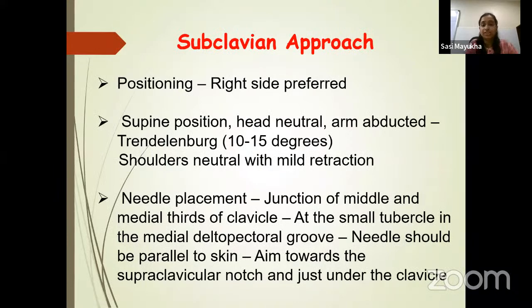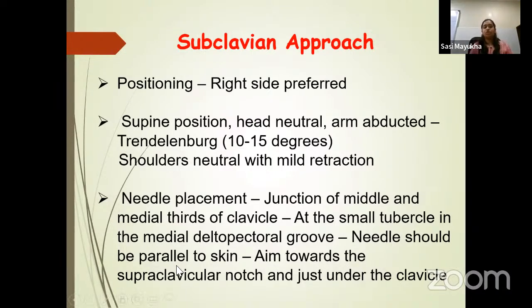Next, moving on to the subclavian approach. In the subclavian approach also, the right side is preferred. As for both the internal jugular and the subclavian, why did I say right sided is preferred? Because on the left side, a longer catheter length is required. The other thing is injury to the thoracic duct.